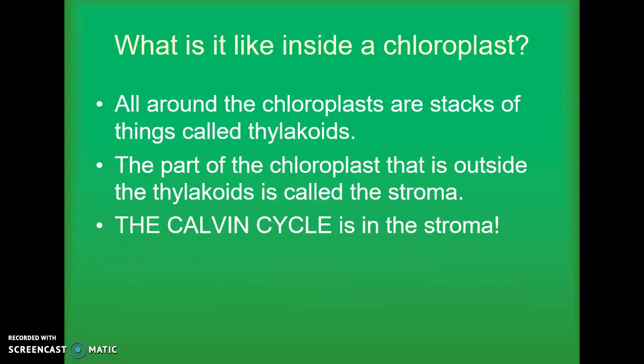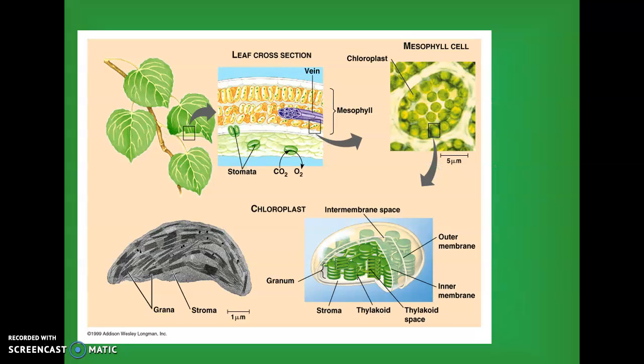So what's it like in there? It kind of looks like a bunch of stacks of pancakes. Okay, so we look right here. This is a chloroplast, really blown up, and we see these stacks of pancakes. Those are called thylakoids, and that is where photosynthesis takes place. So if we think about plants, most plants have green somewhere on them at some point in the year, and this is where the photosynthesis is taking place.